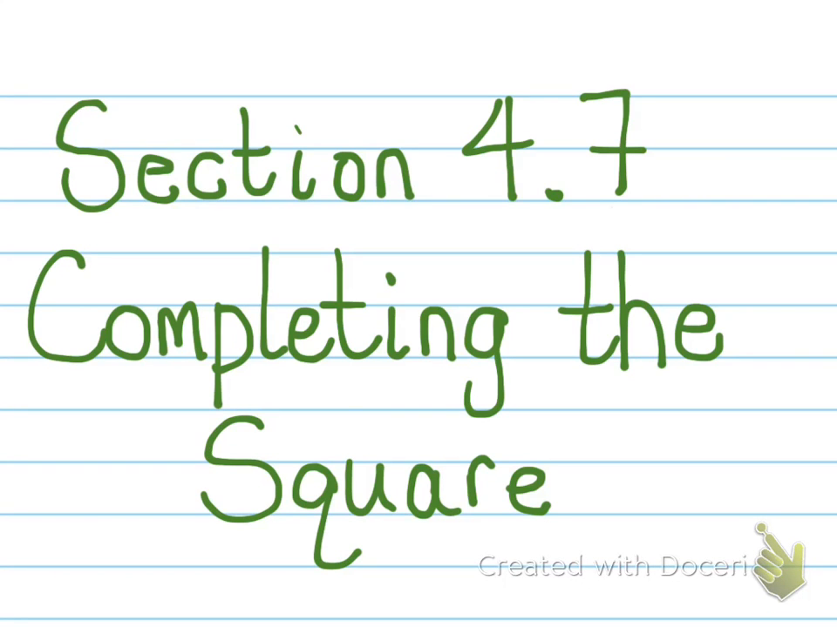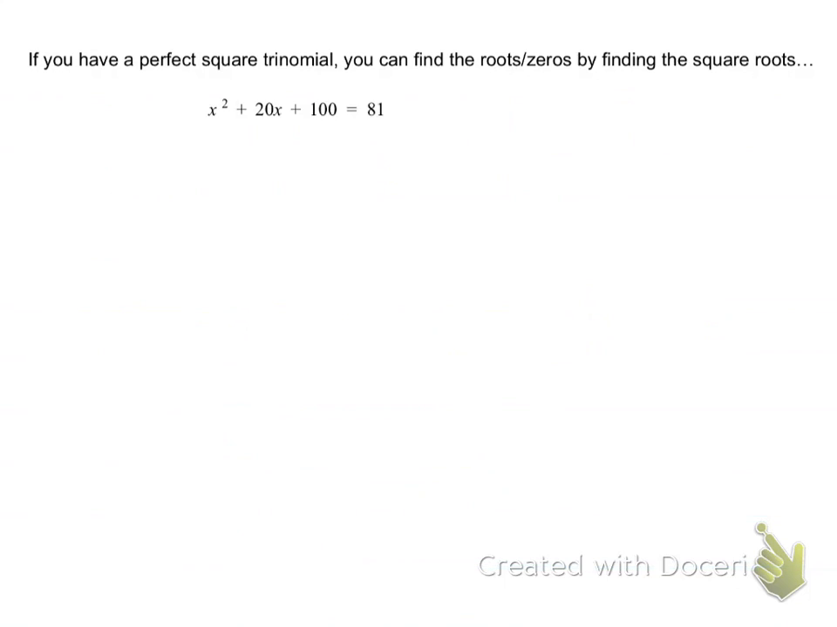Section 4.7, completing the square. So if you have a perfect square trinomial, you can find the roots or the zeros or solve it by finding the square roots. So let's take a look at what this means.